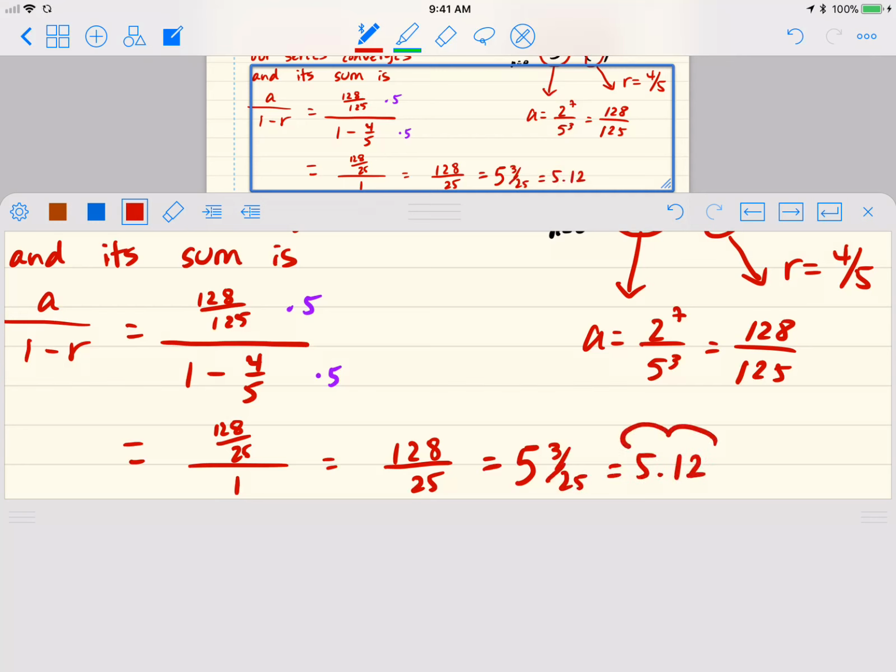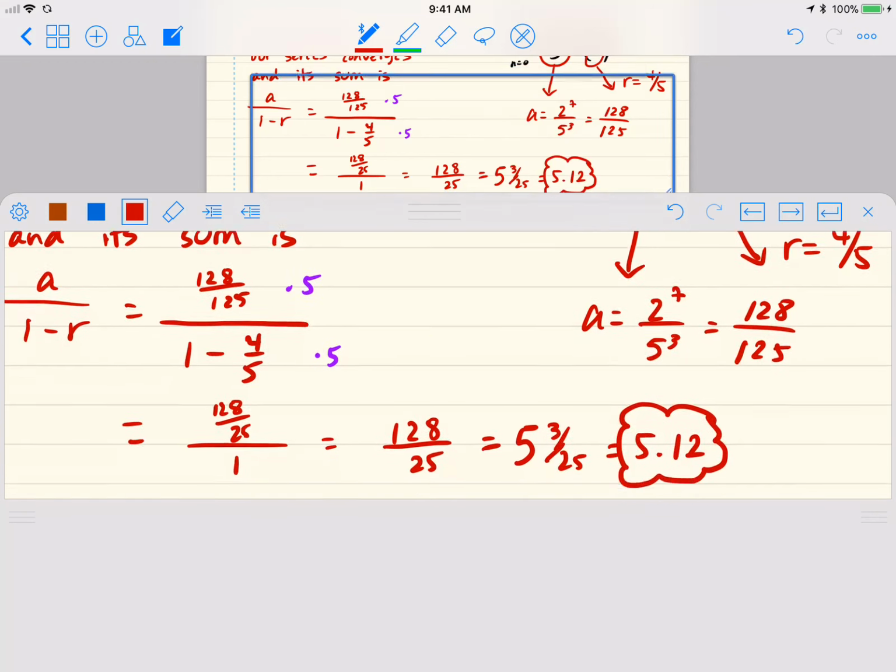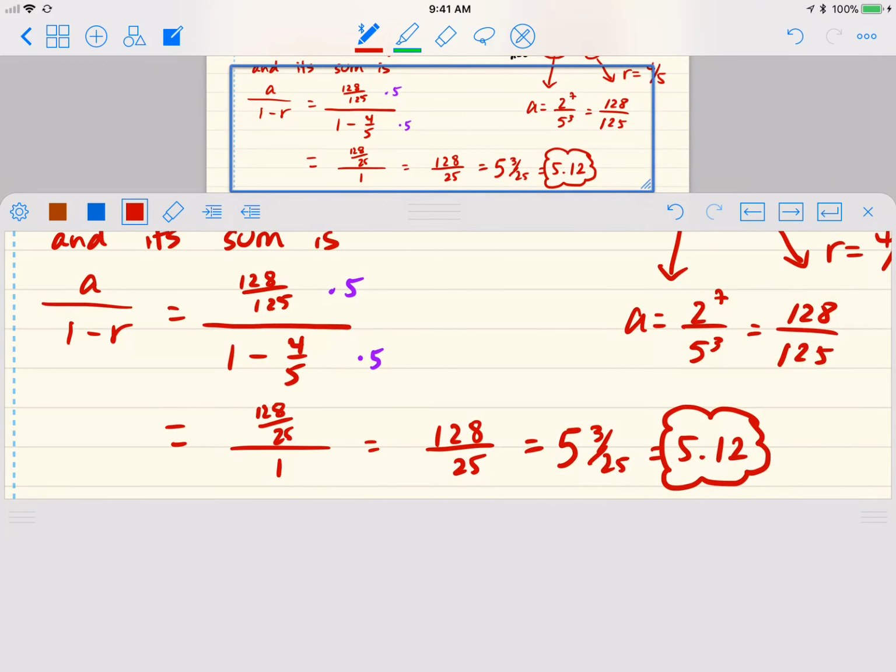5.12. Let me verify. 128 over 25. 5.12. All right.